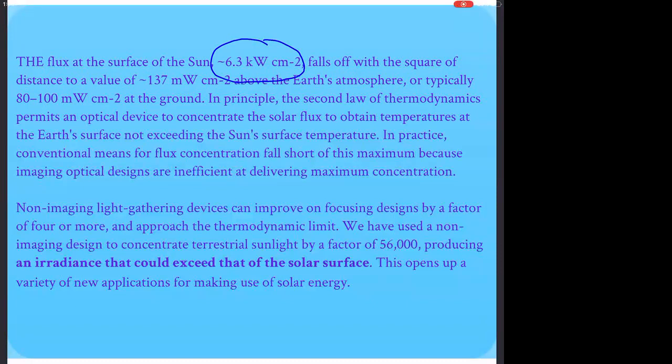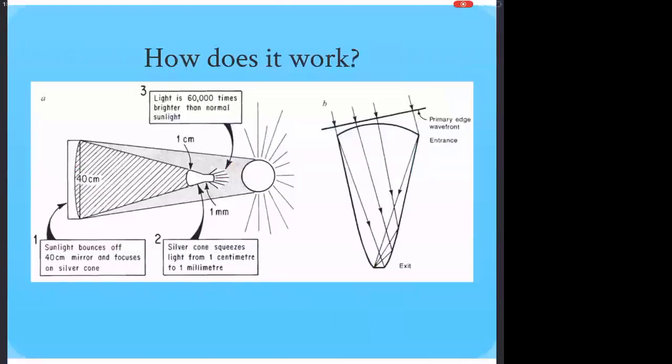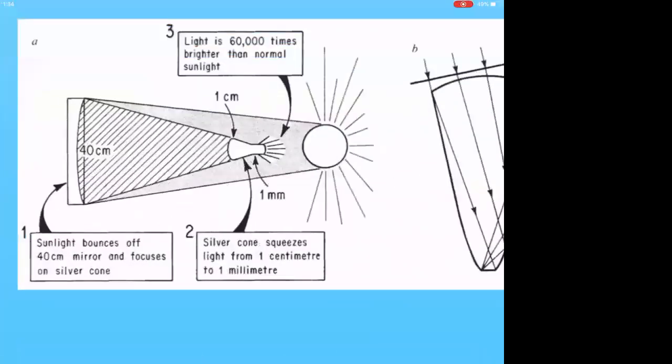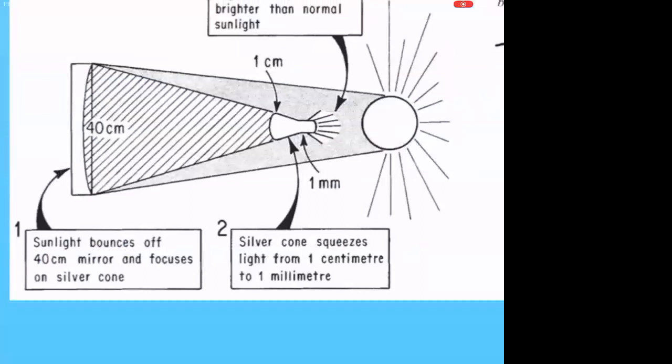However, imaging designs are inefficient and so on and so forth. But you can improve the design by a factor of 4 or more and approach the thermodynamic limit by using a particular kind of non-imaging design and also an increase in the refractive index, which is shown here. So let's look at how it's done. First, they have a system. Sunlight bounces off this 40 centimeter mirror and focuses on a silver cone. So you can see the silver cone is here. Okay, so the sun is here.